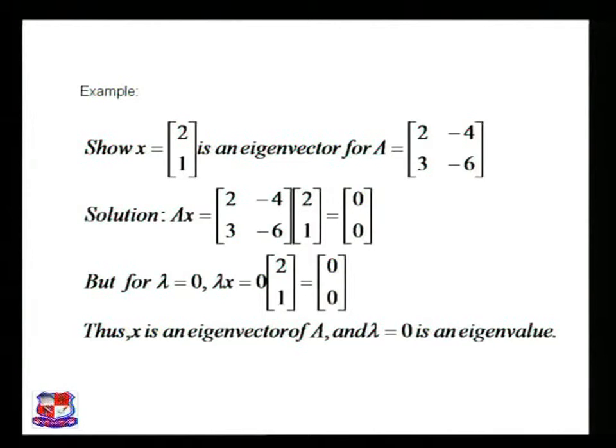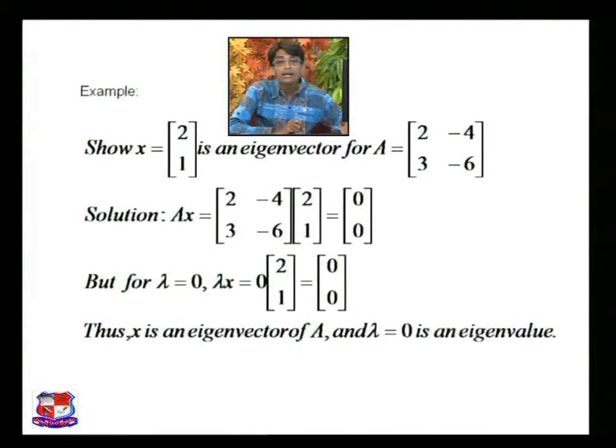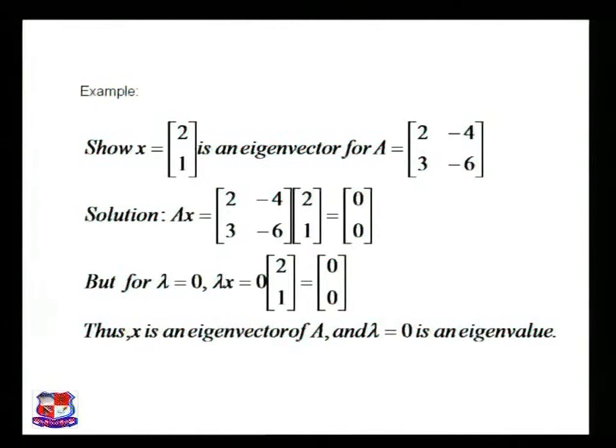So Ax is equal to (0, 0), and if we take lambda equal to 0, then lambda x is 0 into (2, 1), which is also equal to (0, 0). So if we take lambda equal to 0, then Ax is equal to lambda x. So for lambda equal to 0, (2, 1) is the eigenvector for the given matrix A is equal to [[2, -4], [3, -6]]. Note that x is an eigenvector of A, and lambda equal to 0 is the eigenvalue for this eigenvector. This is a simple example of finding the eigenvalue for a given eigenvector.